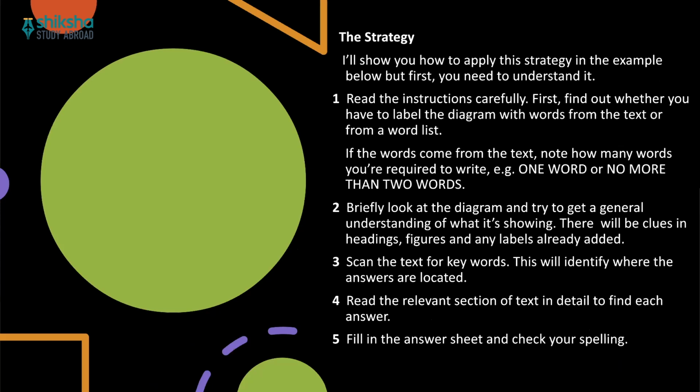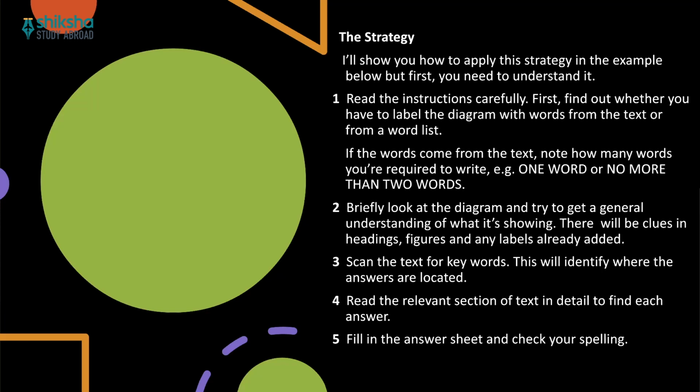So here I'll show you how to apply this strategy in the example below, but first you need to understand it. So the first strategy is: read the instructions carefully. First, find out whether you have to label the diagram with words from the text or from a word list. If the words come from the text, note how many words you're required to write. Example, one word or no more than two words. Something like this will be given in the instruction.